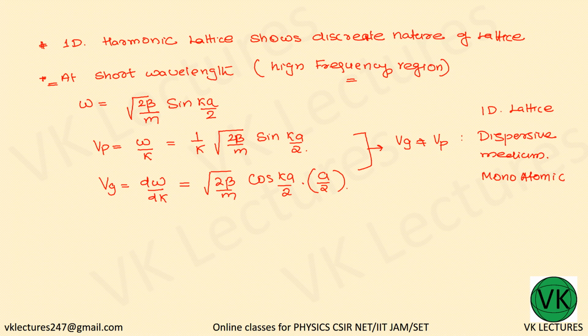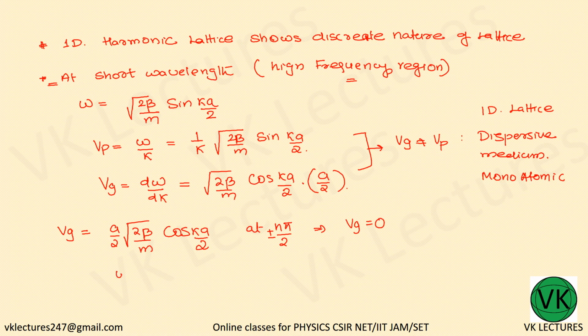Now talking about the group velocity Vg, which is equal to a by 2 times the square root of 2 beta by m cos Ka by 2, at plus or minus n pi by 2, you can write the group velocity Vg as equal to 0.